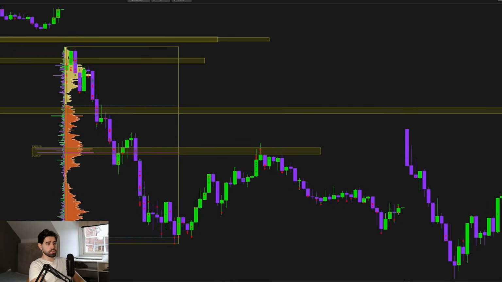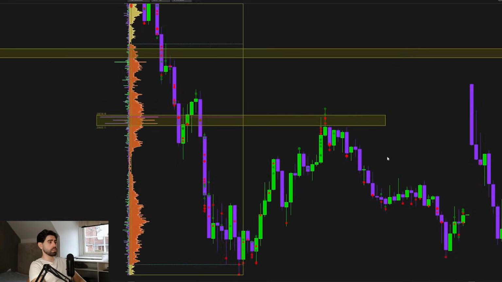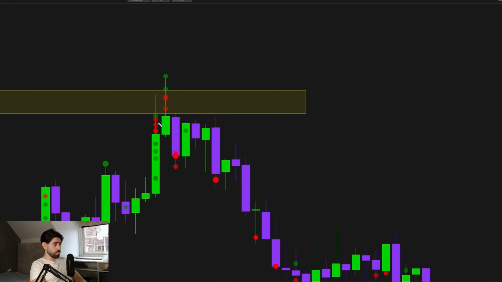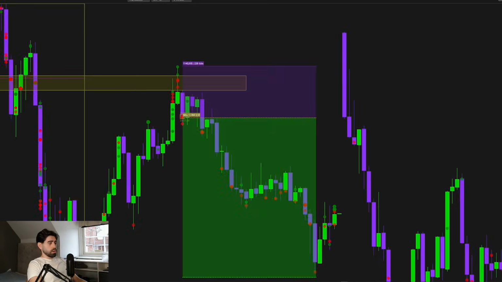And now what you want to see is one side winning, the other side losing. Super clearly now. We come into the zone. Look at these trapped buyers and these sellers. And the candle closes right here. So the sellers are winning and the buyers are losing. If you want to enter, you can do it here. Stop loss above.